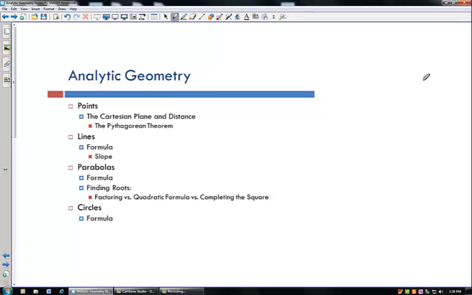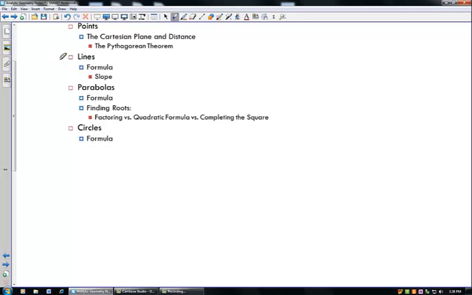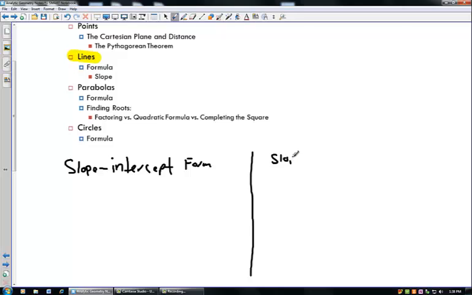So next thing I want to talk about are lines. And so when we talk about lines, there's basically two formulas. One is called slope-intercept form. And the second formula is called the slope-point form. And if you want, you could call it slope-intercept formula or slope-point formula, but they're both important.